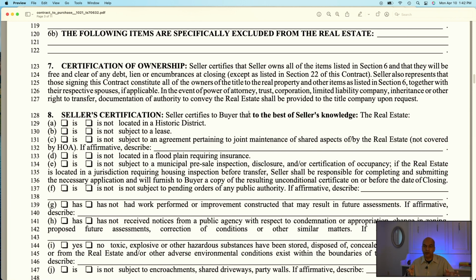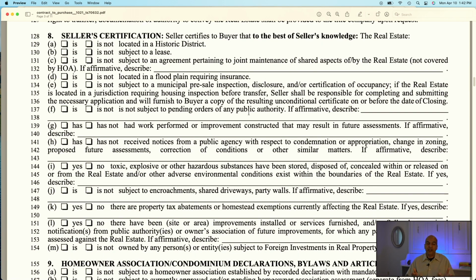So once the buyer takes ownership of the property, they don't have to worry about that. Paragraph 8 is seller certifications. This basically relates to conditions of the property. Is it a historic district? Is there a tenant in there who's leasing the property? Is it located in a floodplain that needs flood insurance? Are there any encroachments? Is there any property tax abatements? There's a number of items in here. So this is something really that the seller needs to provide input on.